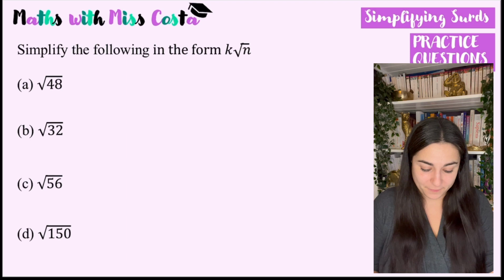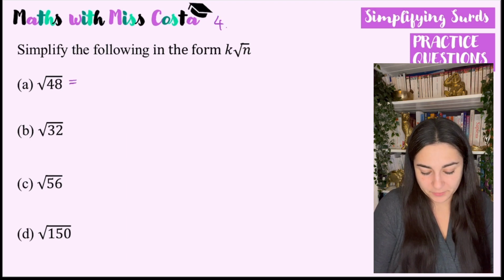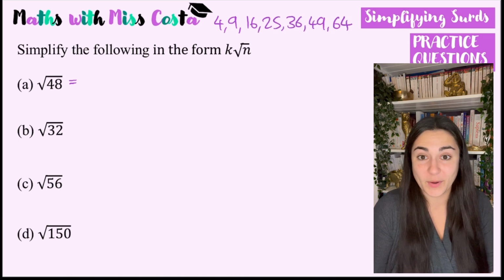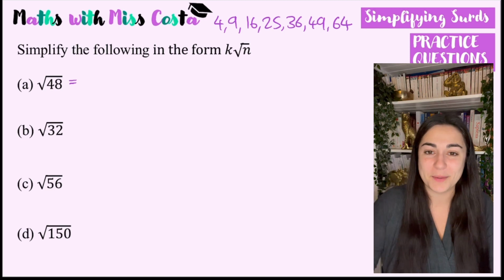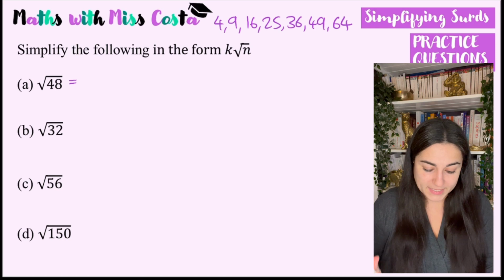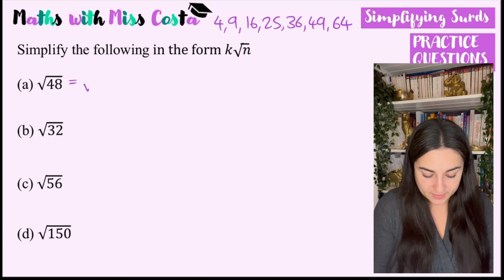So simplify the following. Okay, remember I am looking for square numbers, so I'm just going to write them up again: 4, 9, 16, 25, 36, 49, 64. If you didn't know your square numbers, hopefully me repeating them is going to embed them into your brain so that you know them forevermore. So square root of 48, I'm looking for a large square number that can fit into this. So 16 times 3 would get me there.